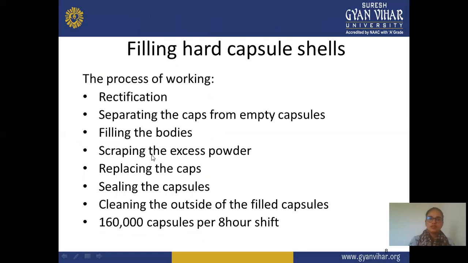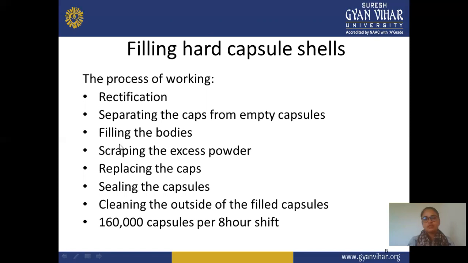Next is filling of hard gelatin capsule shell, the process of working. In this, the first process is rectification, and the second is separating the cap from the empty capsule. It means first you rectify your capsule body or cap. After rectification, separation of the cap takes place, or you separate the cap from the body part of the empty capsule. When you separate body and cap parts, it easily converts into two parts. And after this, filling is easy.